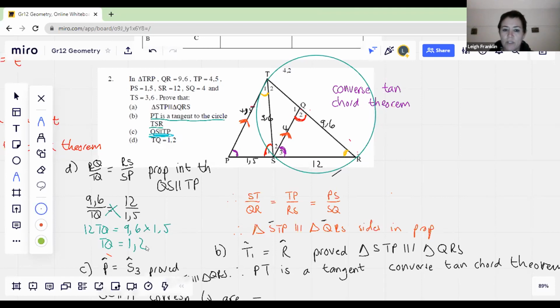We've done that. What a monster question, hey? It's a really nice question for us to do because it shows you how the similarity, the grade 11 work, proving lines are parallel to one another, and then the proportionality intercept theorem, all come together in one question. Did you enjoy that question?